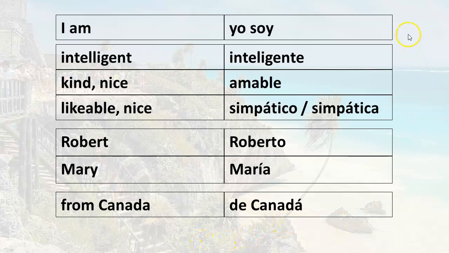Okay, so let's review. I am intelligent, yo soy inteligente. I am kind or nice, yo soy amable. I am likable, nice, yo soy simpático for male speakers, for female speakers, yo soy simpática. I am Roberto, yo soy Roberto. I am Mary, yo soy Maria. I'm from Canada, yo soy de Canadá.